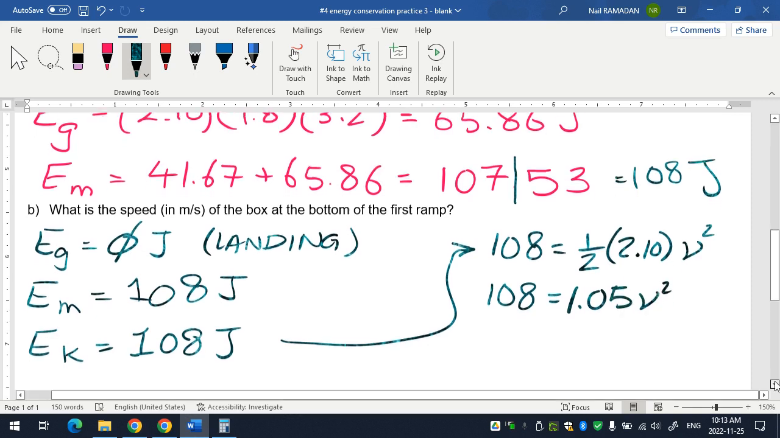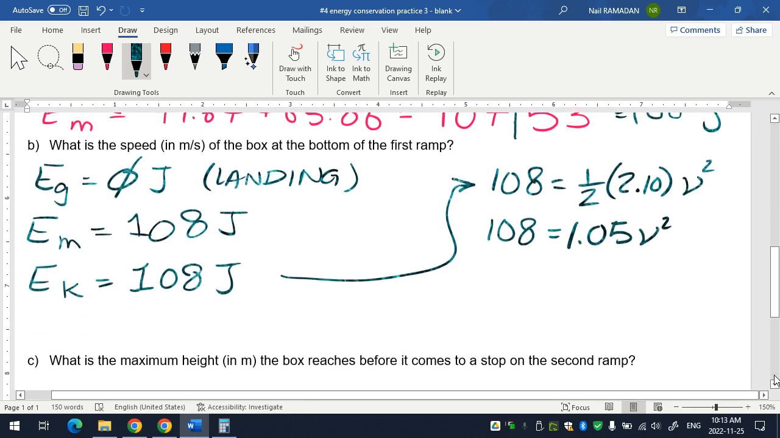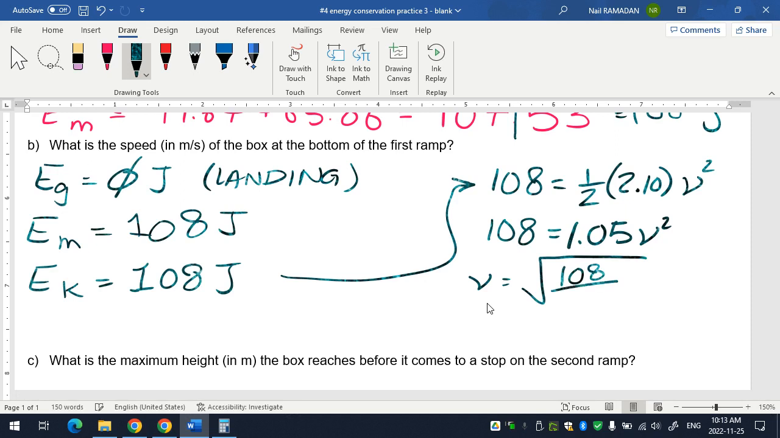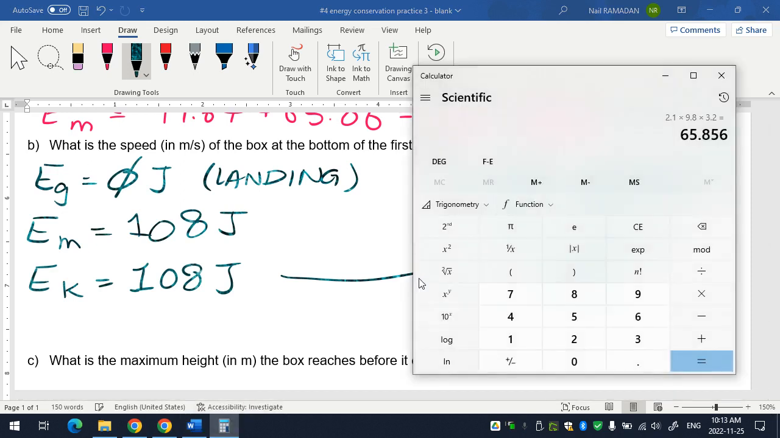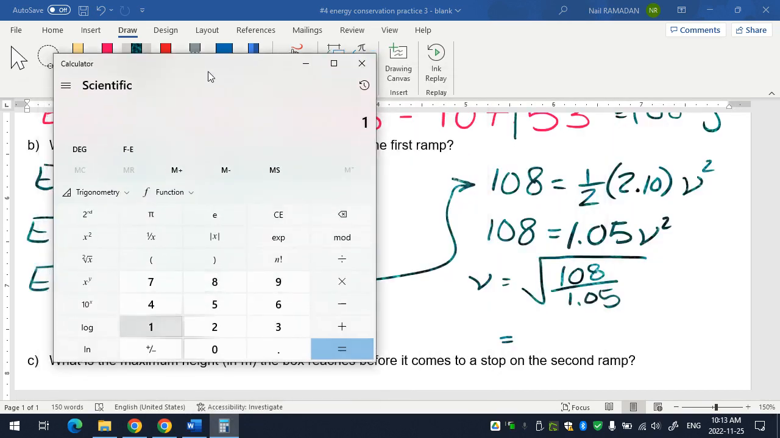Okay, what do we do now? We divide and then square root. So technically, V can be done in one shot like this: square root of 108 divided by 1.05. How much is that? Well, 108 divided by 1.05, which is very close to 108. Yep, it's 102. And then you square root this guy. Sig fig situation up to 3 gives me 10.1. Yes?